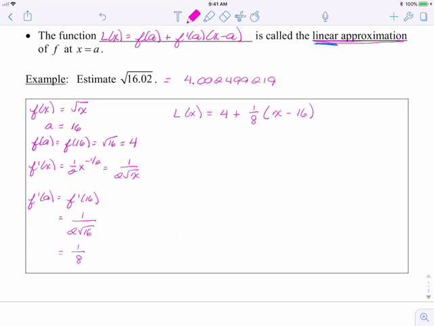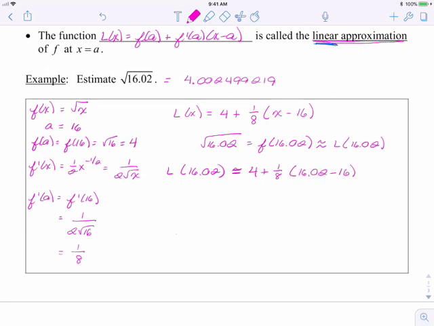So if we wanted to approximate the square root of 16.02, well, the exact value, that's the value of f at 16.02. Using the linear approximation, f of 16.02 is approximately the value of the linear function when x is 16.02. So L of 16.02 is equal to 4 plus 1/8 multiplied by 16.02 minus 16.